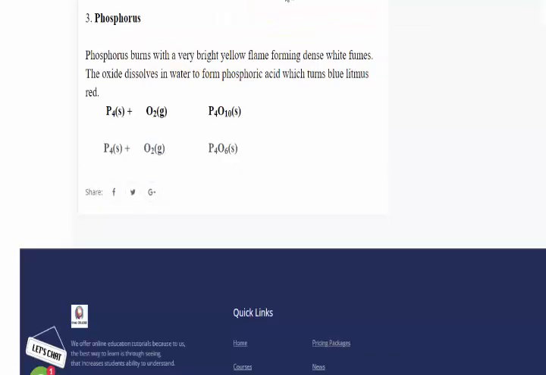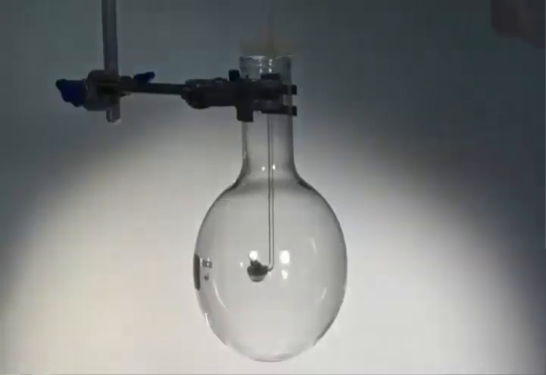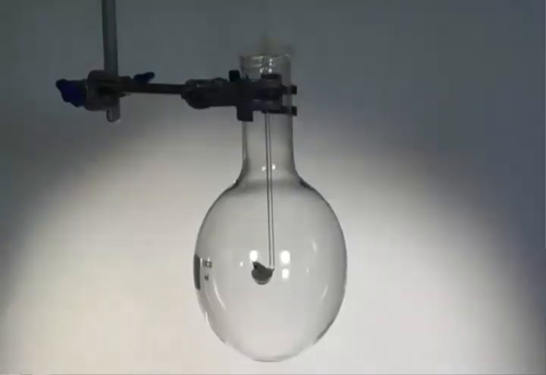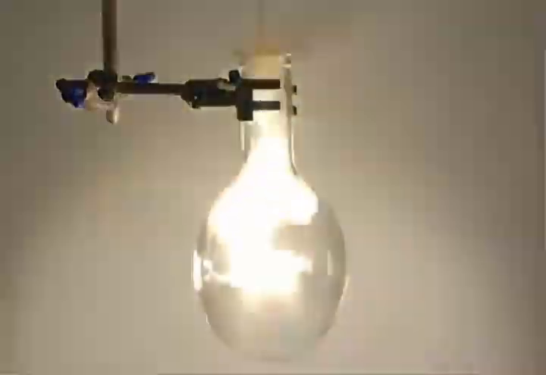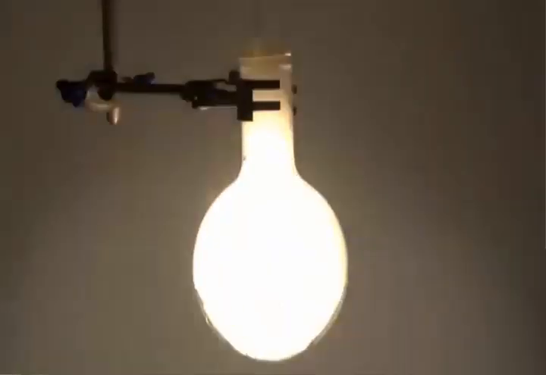Finally, let's look at phosphorus. Phosphorus burns with a very bright yellow flame, forming dense white fumes. Phosphorus is a white solid. When a piece of white phosphorus is dried and placed on a glass deflagrating spoon and then lowered in a flask of oxygen, this element soon ignites and burns vigorously with a very bright yellow flame to form phosphorus pentaoxide.